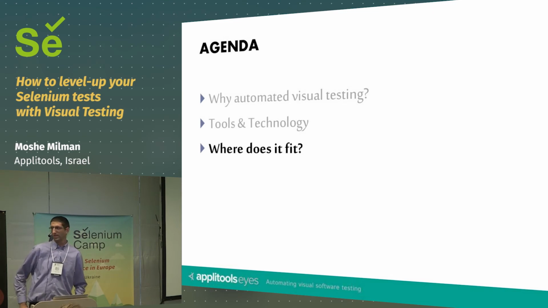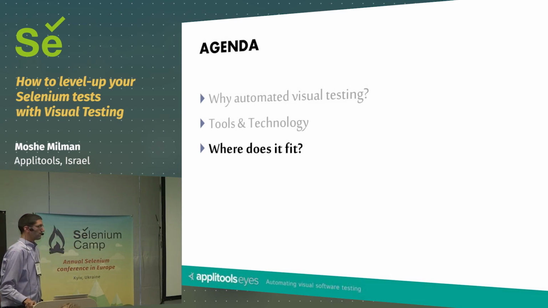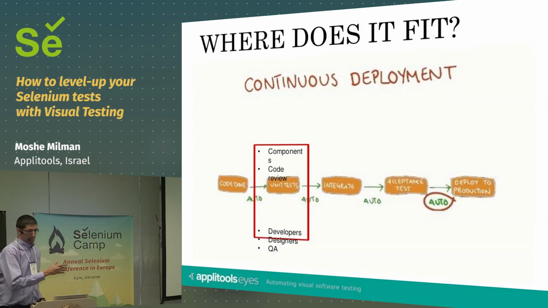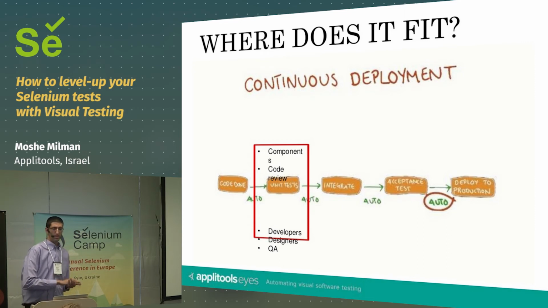So let's see where it fits. We understood now how to take a test with Selenium and make it a visual test or add visual validations to this test. Let's see where it can actually help us. So the first point I'm showing here is the continuous deployment pipeline. The first point, when you look at the unit tests, and actually Oren did a whole talk about it, but you can do it on a component level. You can just take a specific window or a specific module and do visual testing on it as part of the unit tests. And it can also come very handy when you do code reviews.